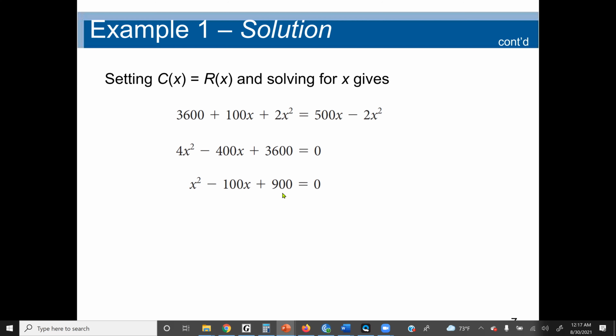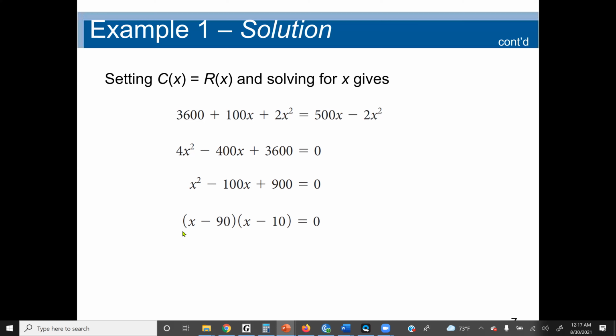Now, if we can easily find two values that when we multiply give 900, and when we add them together give us minus 100, if we can find it easily, then I think factorization is quicker. If not, then I'll say using the formula is quicker. So by looking at this, if I have minus 10 times minus 90, I'll get plus 900. Then minus 10 plus minus 90 will give me minus 100.